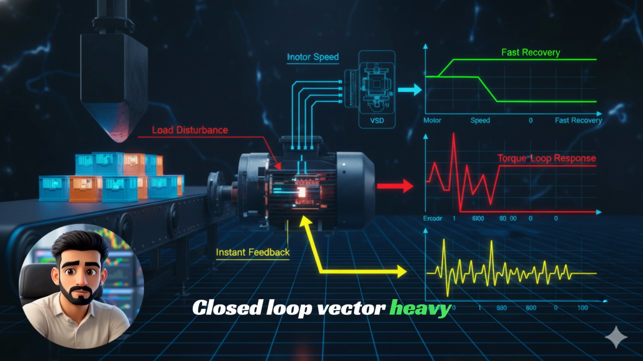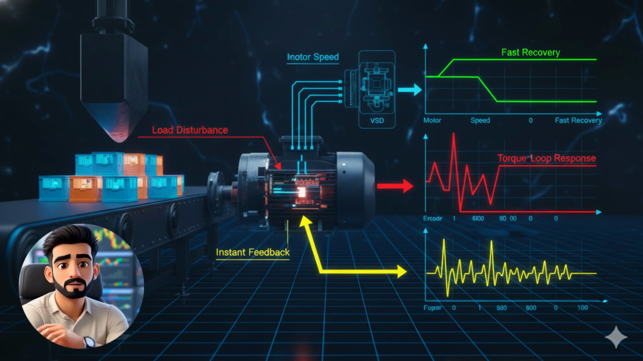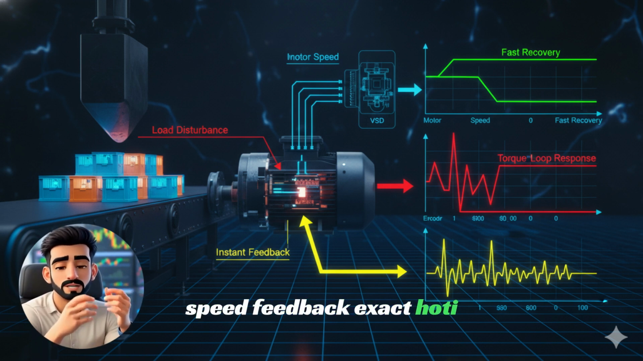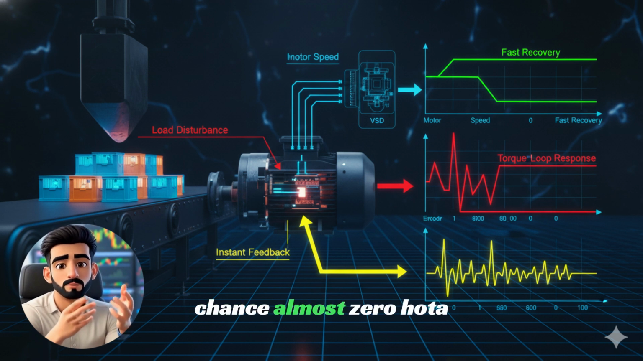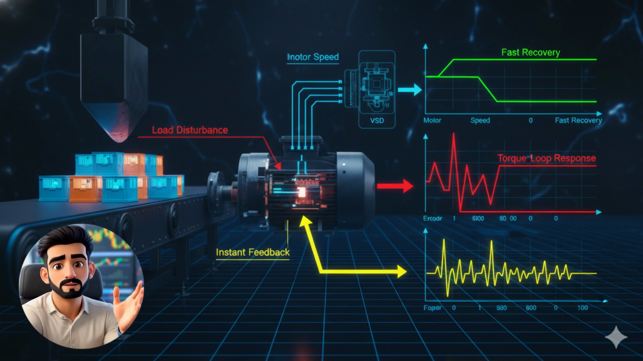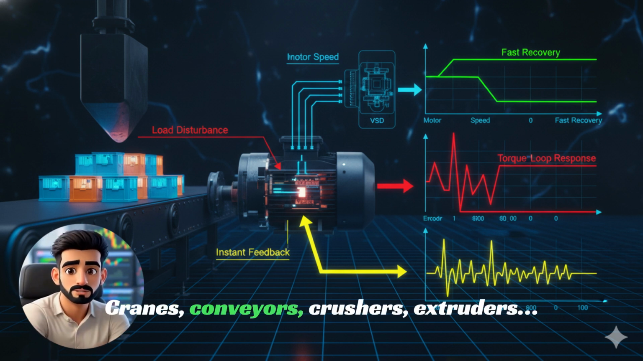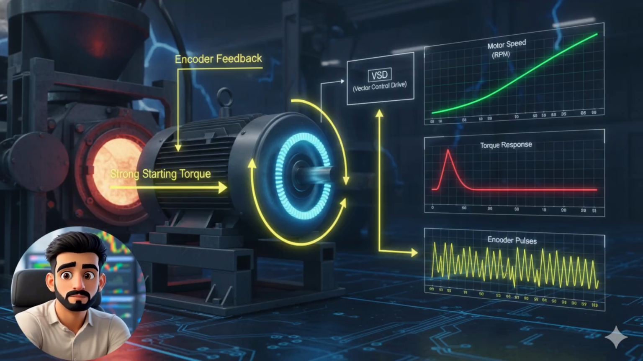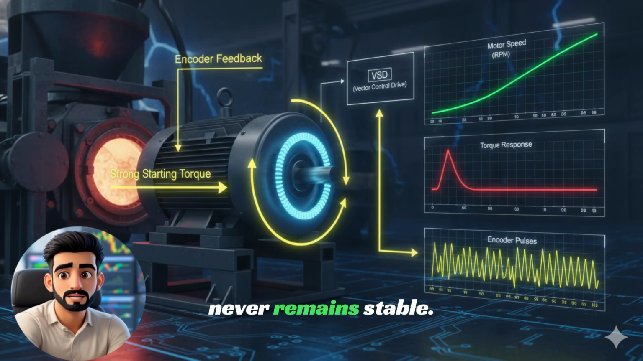Closed loop vector heavy load start is unbeatable. इसका रीजन सिंपल है. टॉर्क एक्यूरेट होता है, स्पीड फीडबैक एग्जैक्ट होती है, स्टॉल होने का चांस ऑलमोस्ट जीरो होता है और लोड चेंज पर इंस्टेंट रिएक्शन मिलता है. क्रेन्स, कन्वेयर्स, क्रशर्स, एक्सट्रूडर्स, सब में ये रिकमेंडेड सिस्टम है. द रियल प्लांट लोड नेवर रिमेन्स स्टेबल.